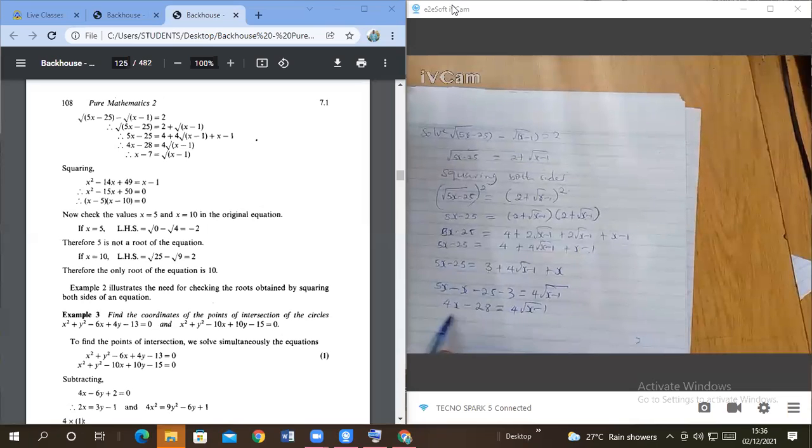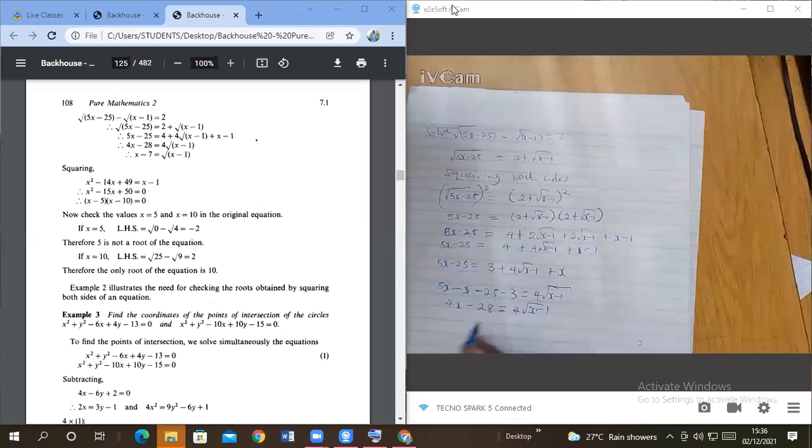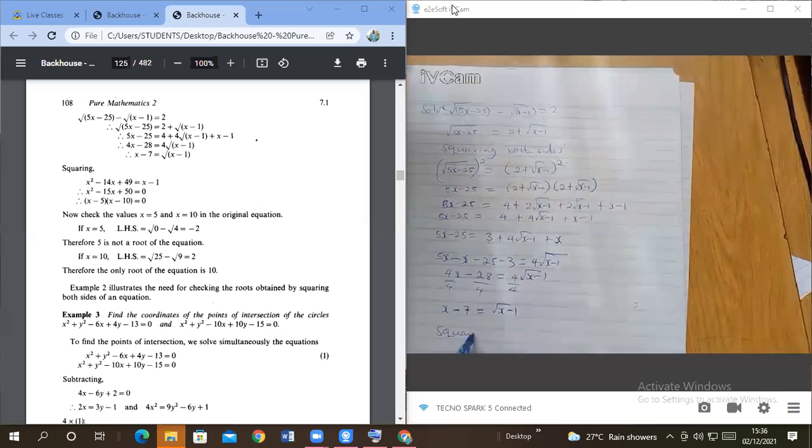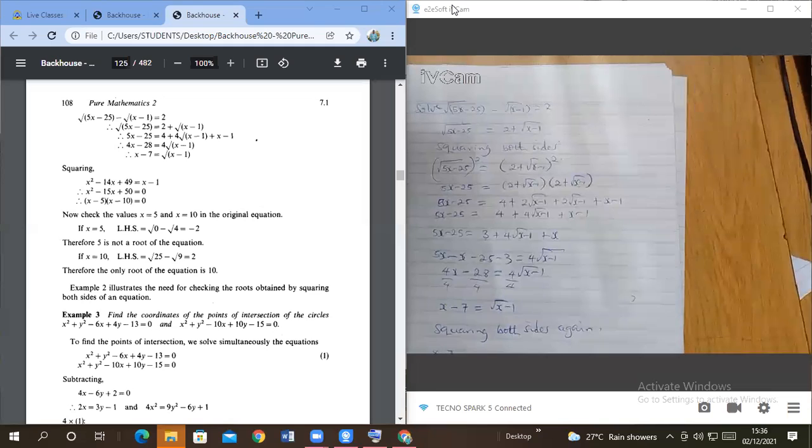Now we can reduce O3 by 4. If I divide O3 by 4, you can see that we simplify this expression and get x minus 7 is equal to root of x minus 1. Now, since there is still a square root symbol, we square again, squaring both sides again. We have x minus 7 squared is equal to root of x minus 1 squared.